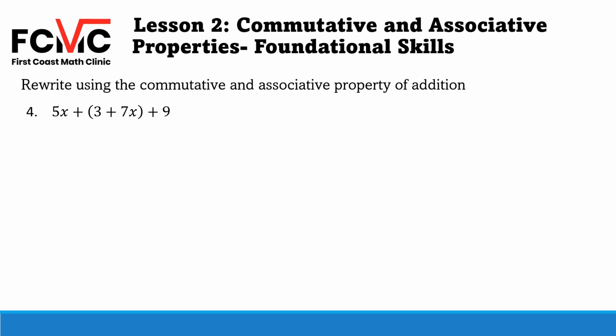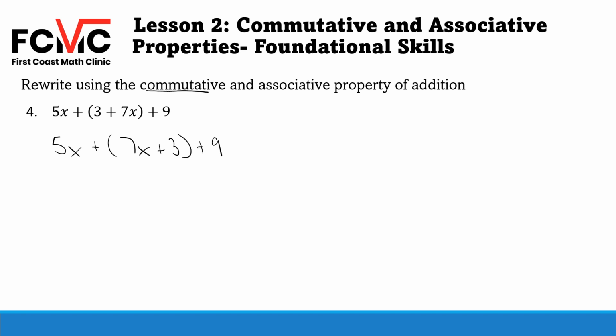For number 4, let's rewrite this using the commutative and associative properties of addition. So let's start by using just our commutative property and change our order here. So we've got 5x plus, then in parentheses 3 plus 7x plus 9. So I'll do 5x plus, and in parentheses 7x plus 3, close parentheses, plus 9.